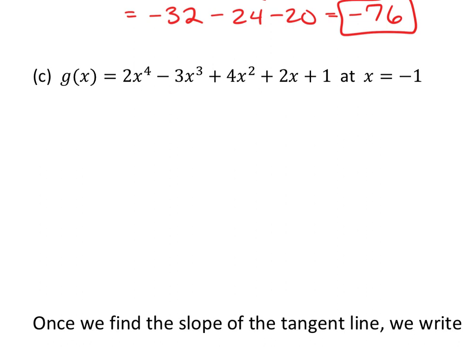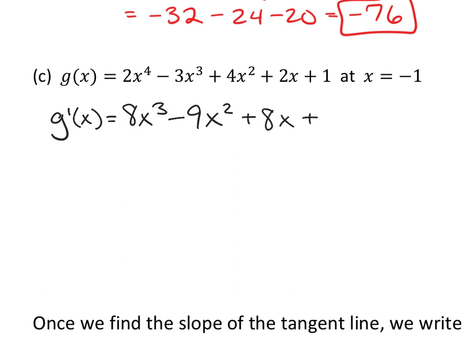So when we take the derivative here, first of all, we rewrite g prime of x to show that I'm doing the derivative step. This should be 8x cubed minus 9x squared plus 8x plus 2. Did we get that part? Yes. Cool.